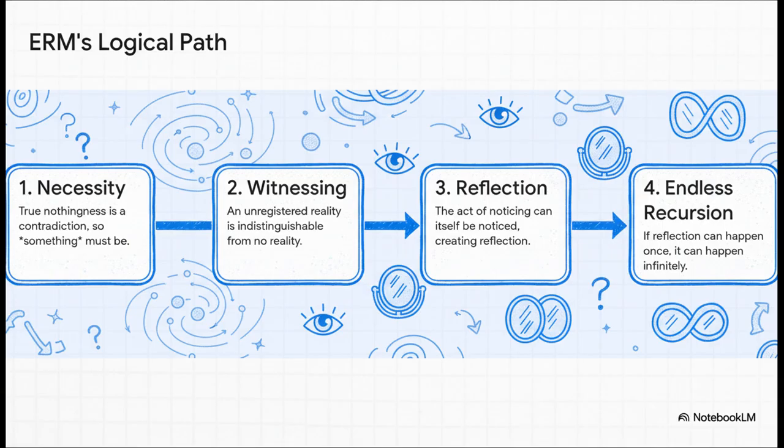Okay, step 3, reflection. The act of witnessing is itself an event, right? Which means it can be witnessed too. And finally, step 4, endless recursion. If this reflection can happen just once, there's no reason it can't happen over and over again, infinitely.